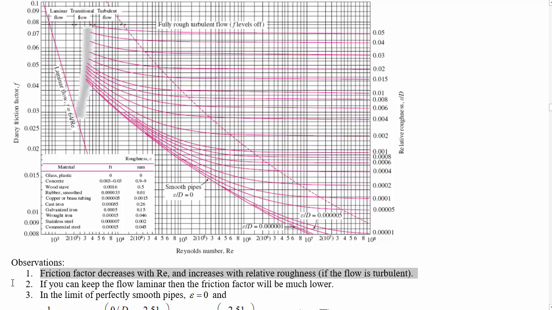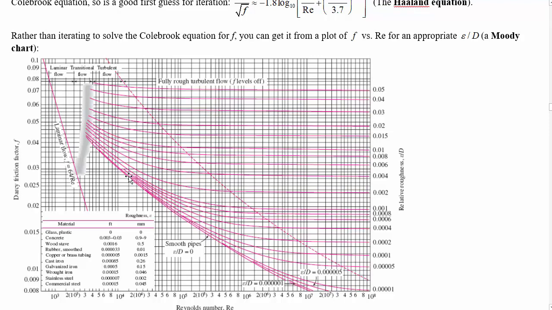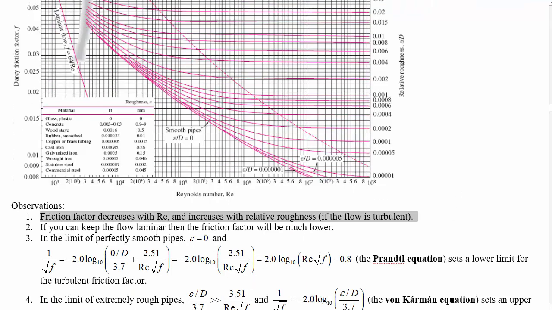So we have friction factor decreases with Reynolds number and increases with relative roughness. Great observation. Generally, for a given roughness of pipe, as you increase the Reynolds number, the friction factor goes down. Friction factor goes down for laminar as well with increasing Reynolds number. This does not mean that the head loss goes down, because remember, that goes like friction factor times velocity squared.